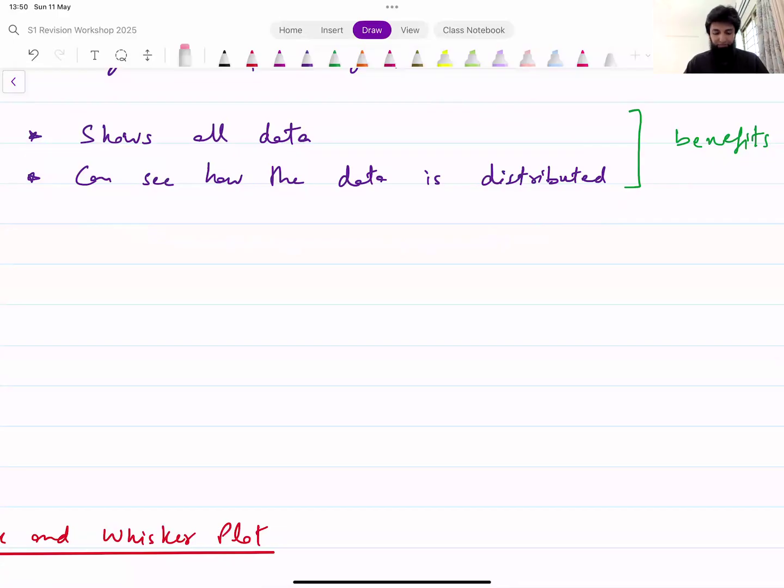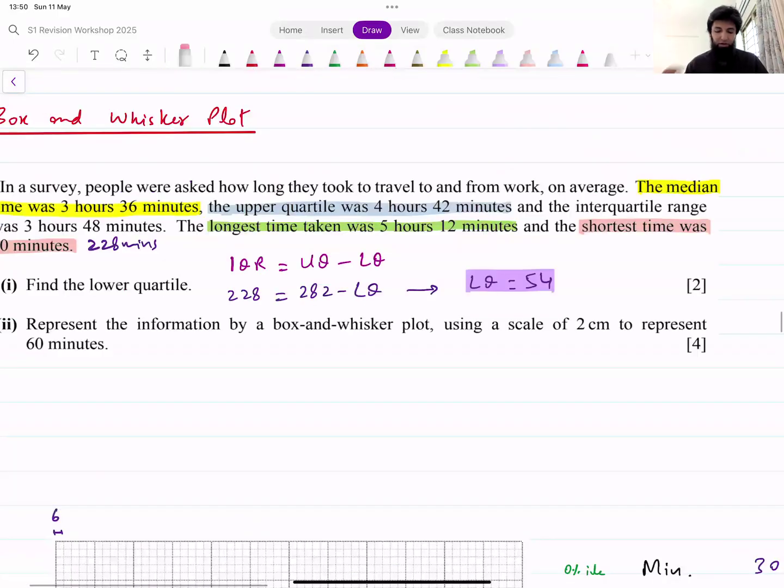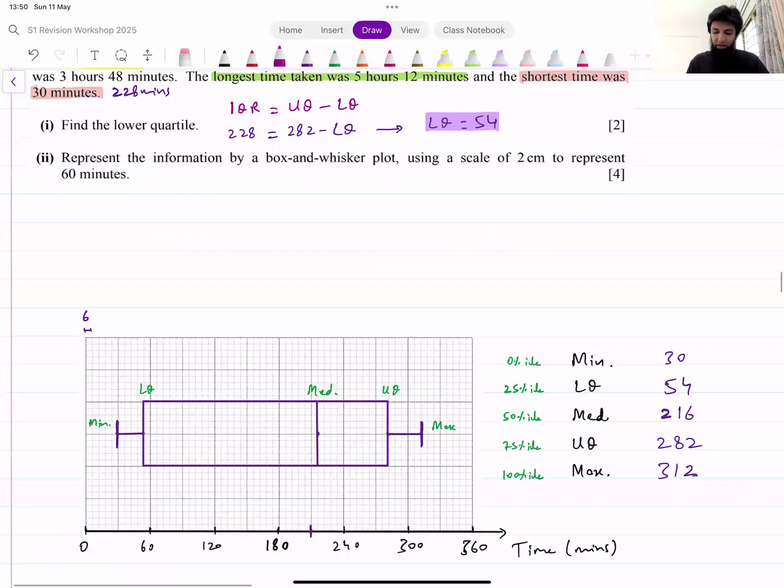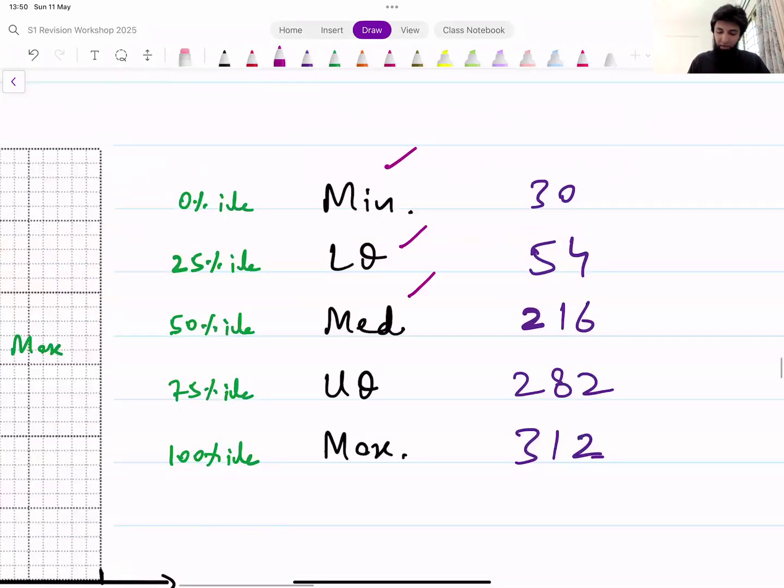Okay, let's move on. The next diagram is the box and whisker plot. In a box and whisker plot, you need 5 points. These 5 points are minimum, lower quartile, median, upper quartile, maximum. These are the 5 points that we have to draw in a box and whisker plot. Now, this is an example.